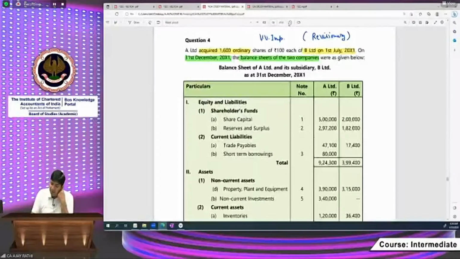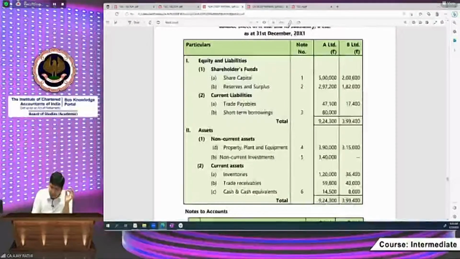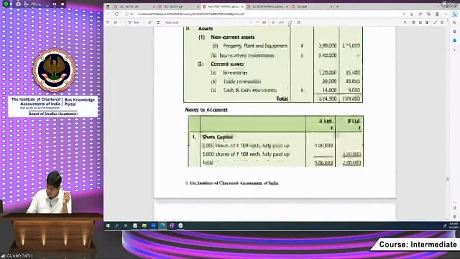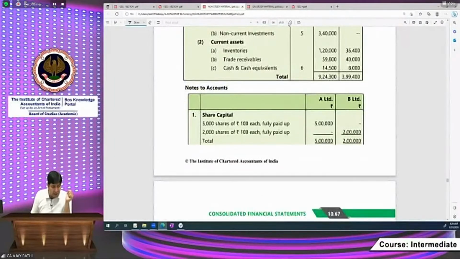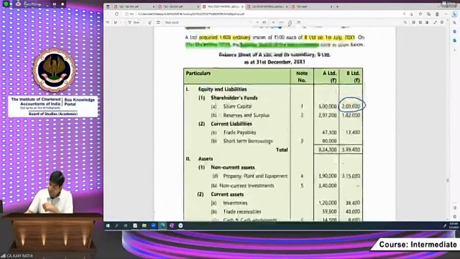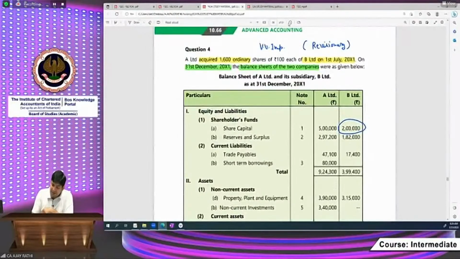Now, see, A Limited has acquired 1600 shares on 1st July. The share capital of the subsidiary company is 2 lakh. Of course, the shares will be of 10 rupees, but there are notes to accounts also, beta. First we have to check how many shares there are. There are 2000 shares of the subsidiary company, and we, A Limited, have acquired 1600. Out of 2000, 1600 shares have been acquired. It means 80% shares have been acquired.